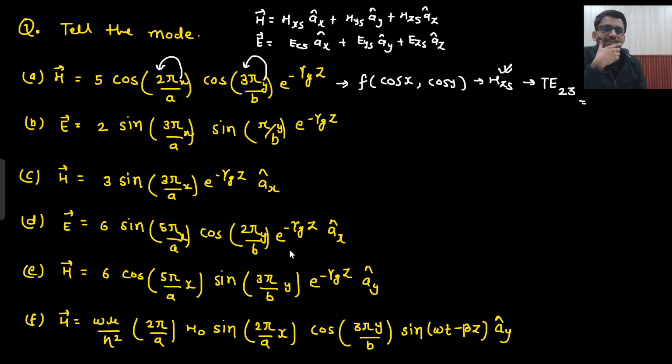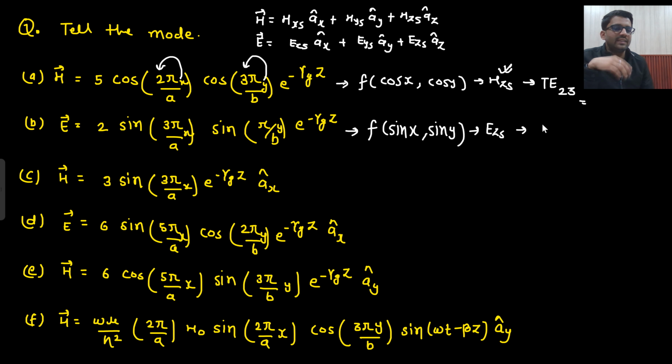Now here sin sin is given. So undoubtedly I can tell that it is Ez, because this is a function of sin sin. So undoubtedly I can tell that it is EZs. And if it is EZs, that means HZs is not existing, that means this is transverse magnetic.